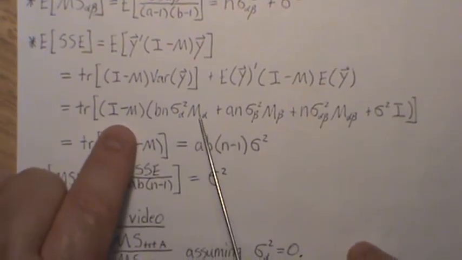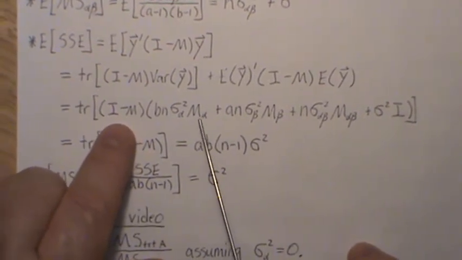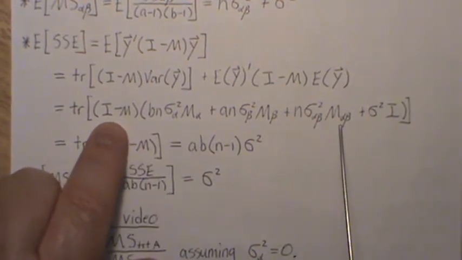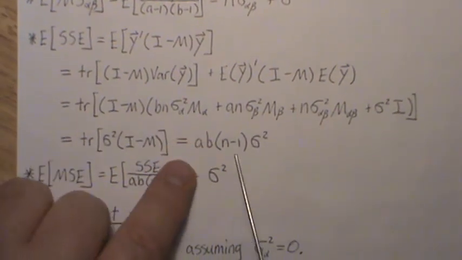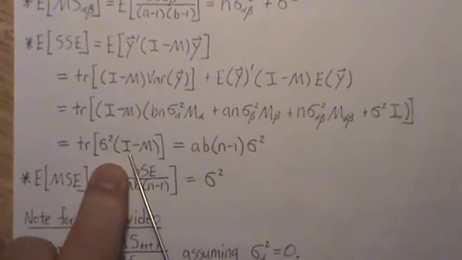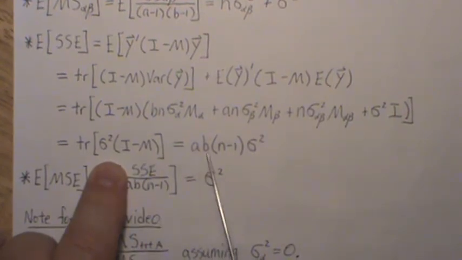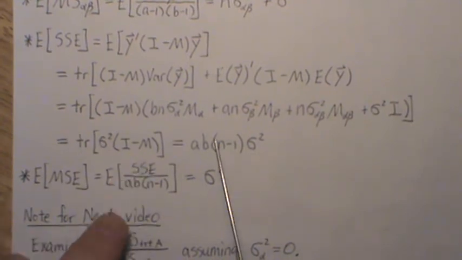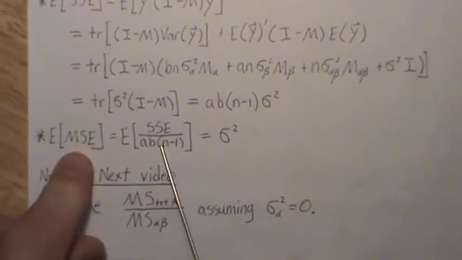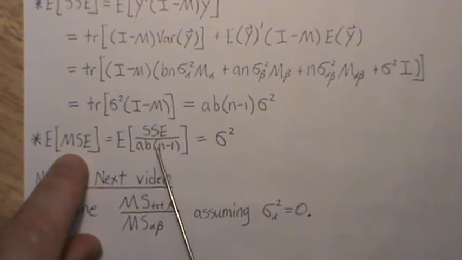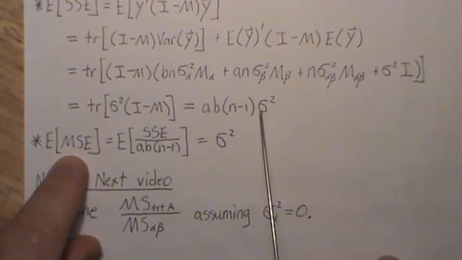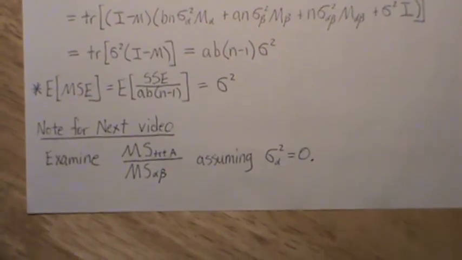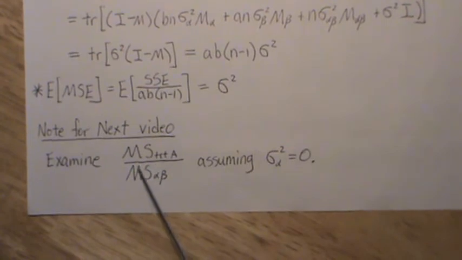These are all going to be 0, right? Because it's projecting orthogonally onto that. So this is 0, it's projecting orthogonally onto that. So that's 0, and here we just get it back, right? So then the trace of I minus m is AB times n minus 1 sigma squared. So if we divide the sum of squares by this quantity, so the expected value of the mean squared error, which is the sum of squares divided by its degrees of freedom, then this ends up just being an unbiased estimate of sigma squared.